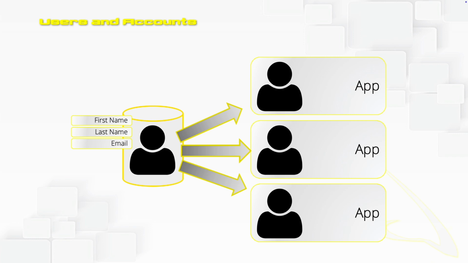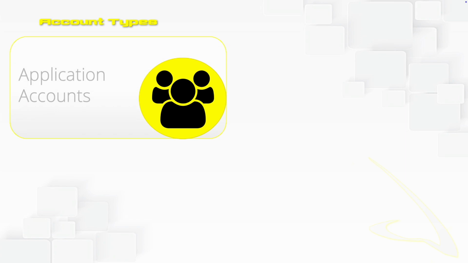The first type of account is the application account. Such accounts enable the user to access applications. A user may have multiple accounts even for the same application. Saviynt is able to manage the life cycle of different user accounts, including their creation, deletion, update, activation, and deactivation.